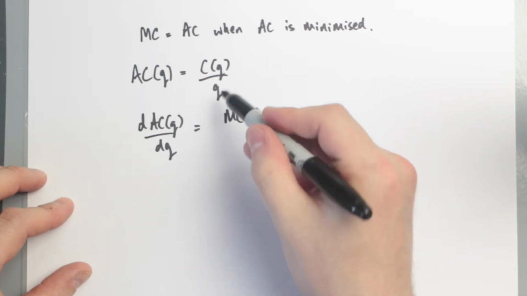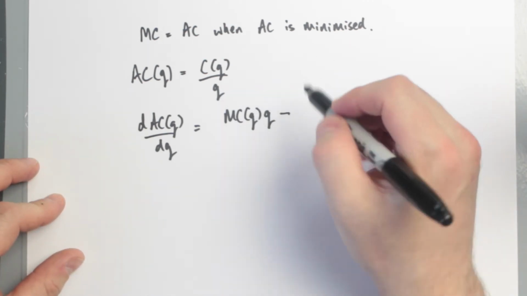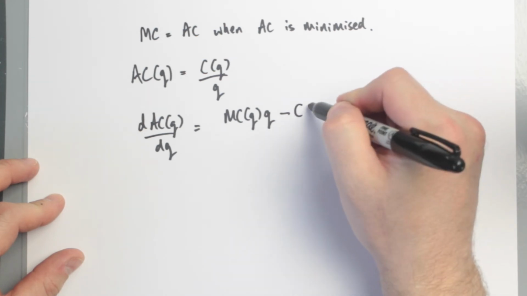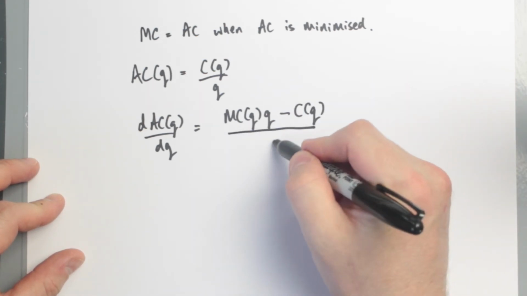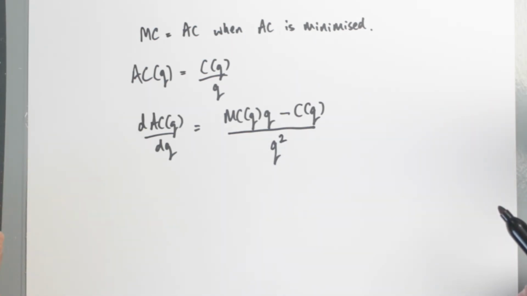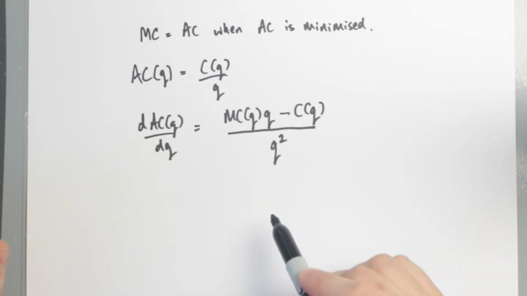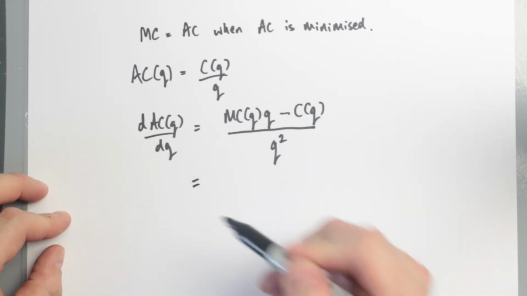Then I differentiate the bottom, which will just be equal to 1, and multiply it by the cost of Q. And then I divide everything by the bottom function squared, so Q squared. Okay? So this is just using the quotient rule from calculus to differentiate the average cost function.